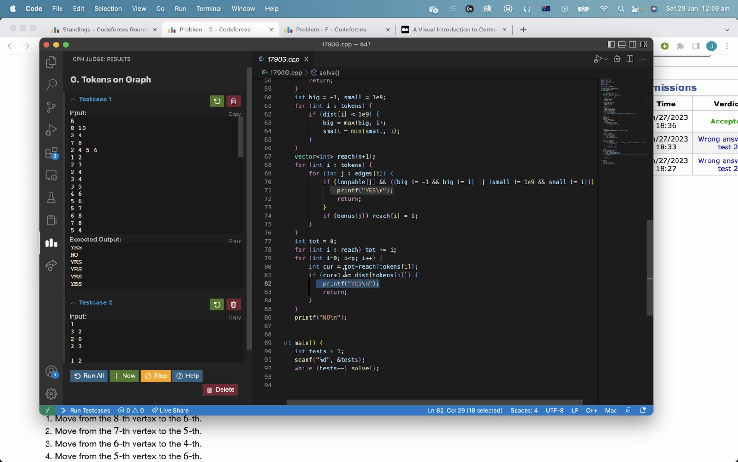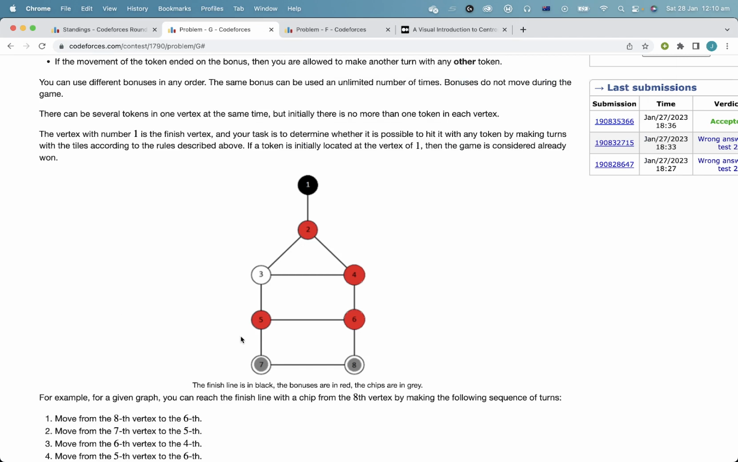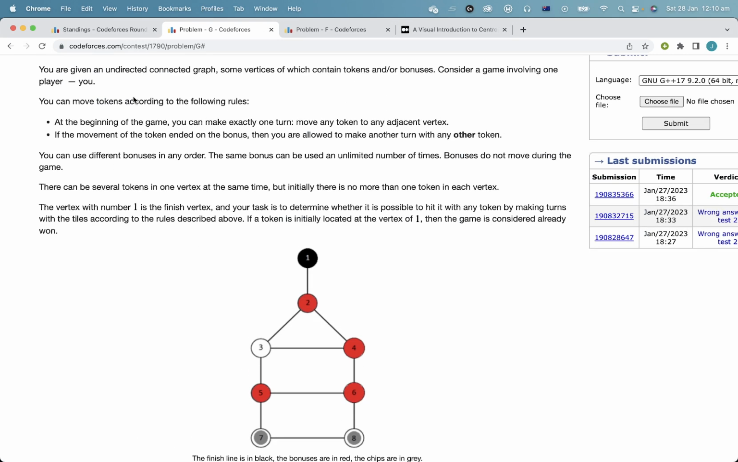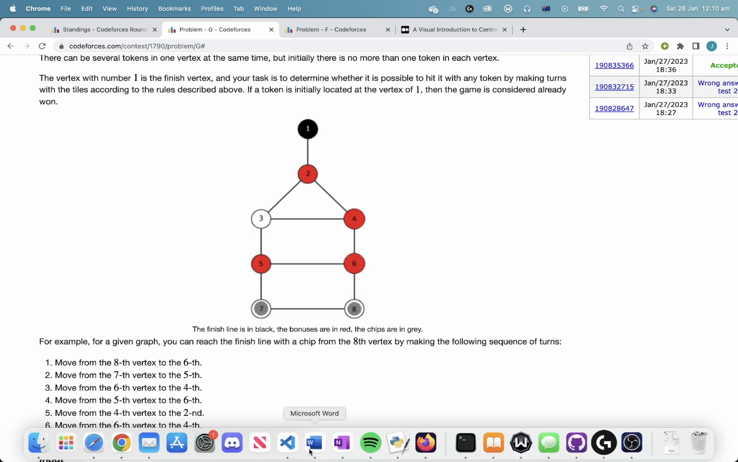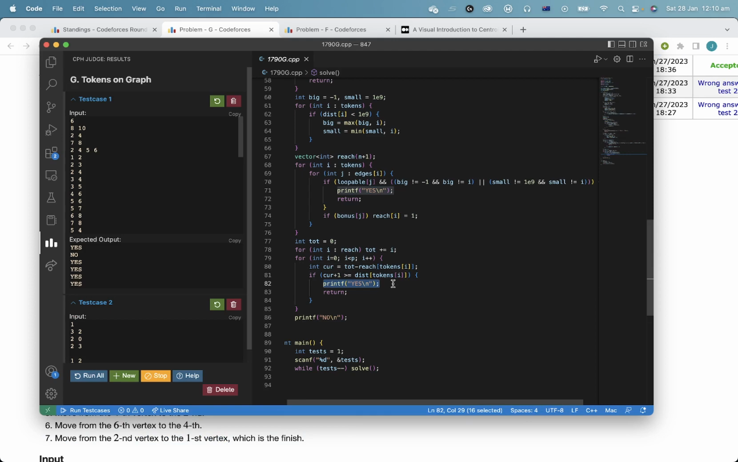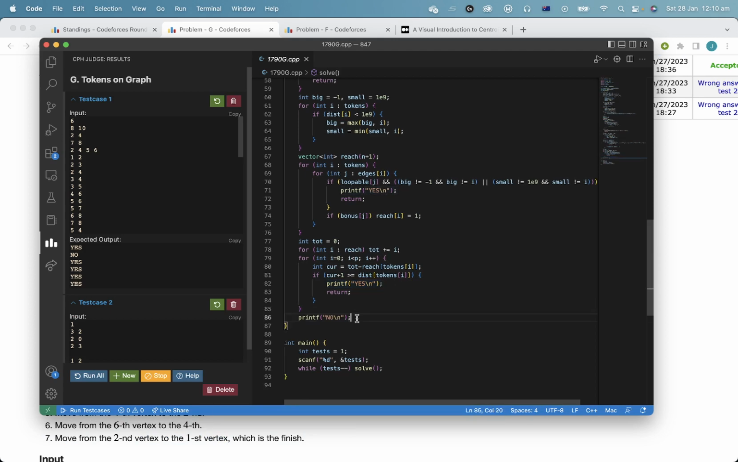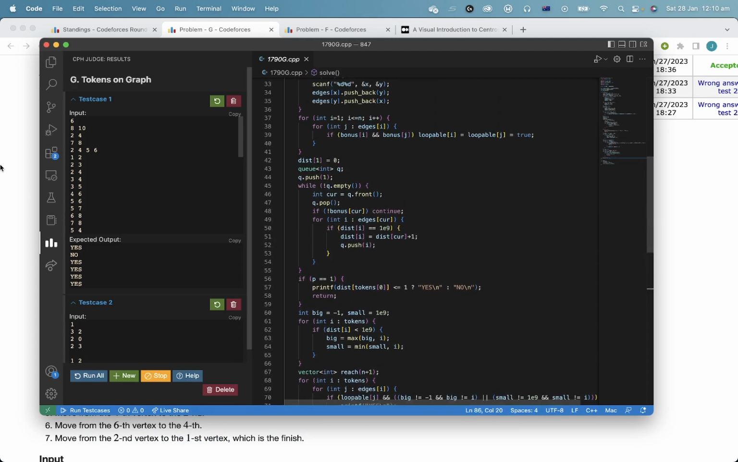For example, if there are 4 other tokens that can stall time and my distance is 5, then it's possible, because I just alternate: move token, stall time, move token, stall time, move token, stall time. I hope people know what I mean by stalling time. Stalling time just means taking the turn by moving a token to a bonus vertex. If that's possible, then the answer is yes, and otherwise the answer is no. And the complexity is just O(n).